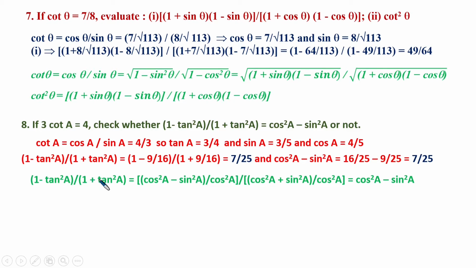This is 1 minus tan square A divided by 1 plus tan square A. I can write tan square A as sin square A by cos square A. So the numerator is cos square A minus sin square A, which I have written here. And cos square A is common, so cos square A will get cancelled. So you will have cos square A minus sin square A divided by cos square A plus sin square A, which we know is 1. So this cos square and this cos square get cancelled, and we are remaining with only this term. So this is okay. This equation is valid.